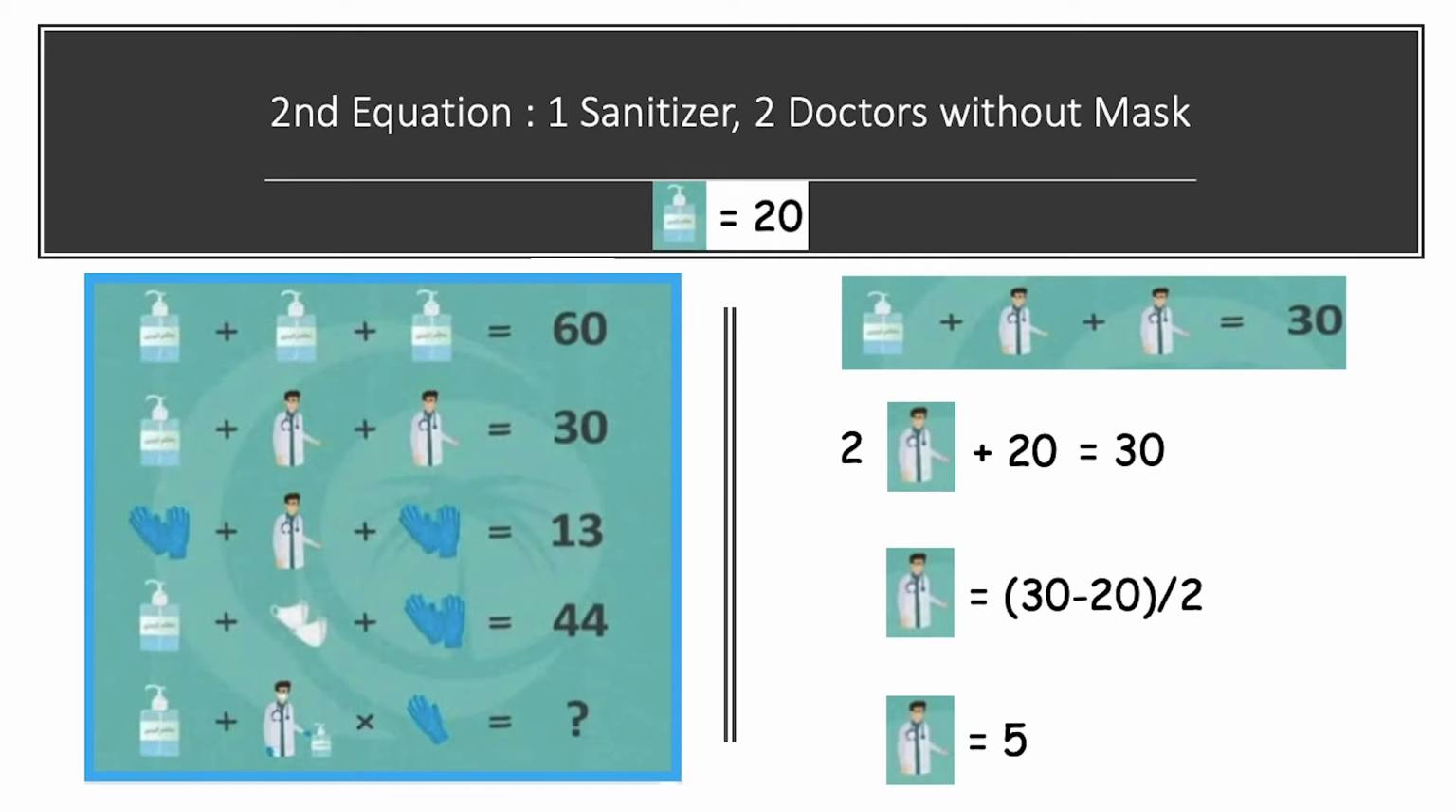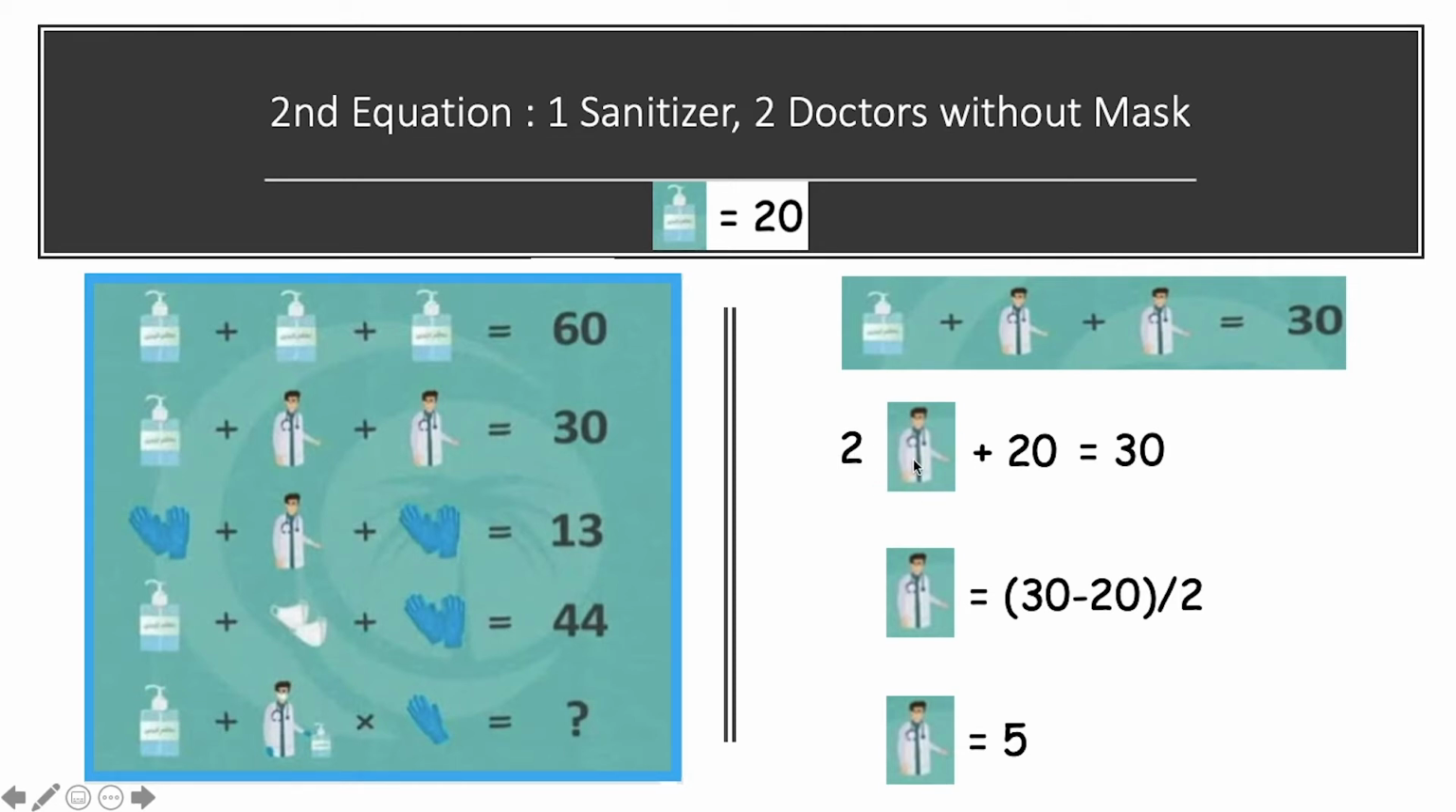Now jumping on to our second equation. In the second equation, we have one sanitizer bottle and 2 doctors without mask whose sum is equal to 30. Putting the value of sanitizer which we have found from the first equation here in this equation and solving this equation to get the value of doctor without mask.